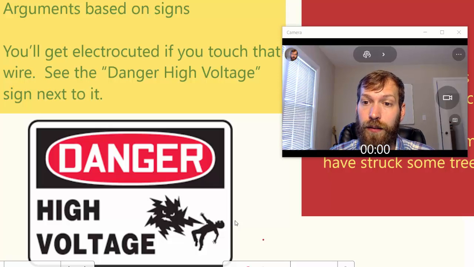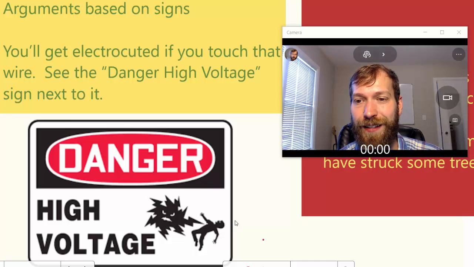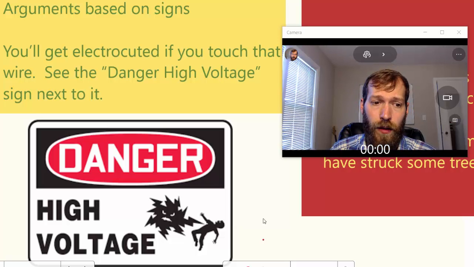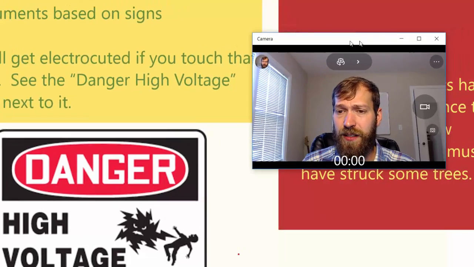It can also be the case that someone is mischievous and decided that one way to be a jerk was to start placing these danger high voltage signs around various wires around town. So even though it's normally reasonable to appeal to the sign, in this case, since it was planted there randomly, it's not likely to guarantee the conclusion to be true. All right, so that's arguments based on signs.